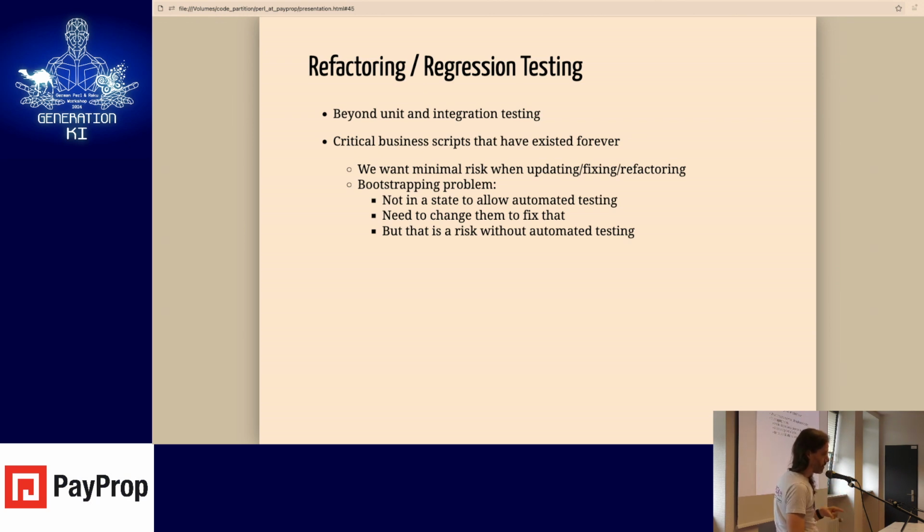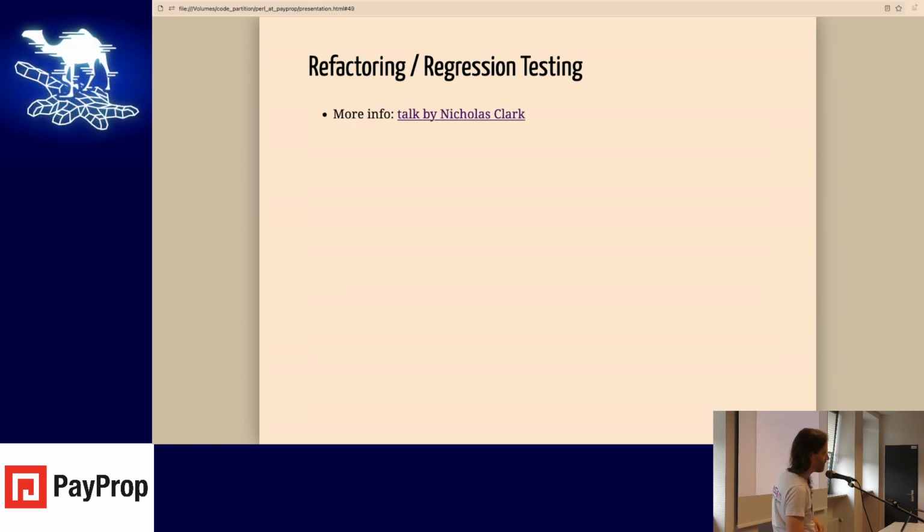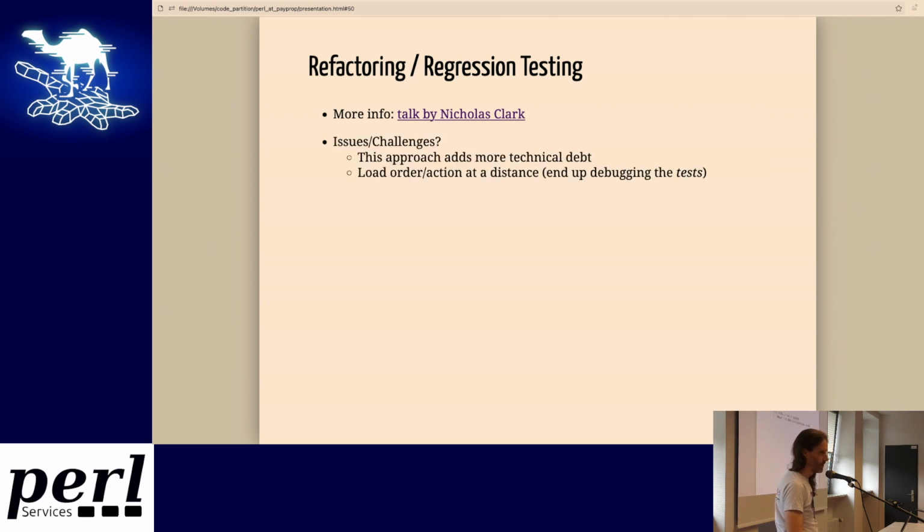Well, Nick's going to talk about that, so I'm not going to spoil his talk, so I'll skip past these slides. That's a link to Nick's talk, which was in Helsinki last year, but he's going to give it, I think, tomorrow. So yeah, first thing, wake you up. Yeah, and he's going to talk about that, but it adds more technical debt at first, and we end up debugging the tests, but it's all useful stuff, as you will see.